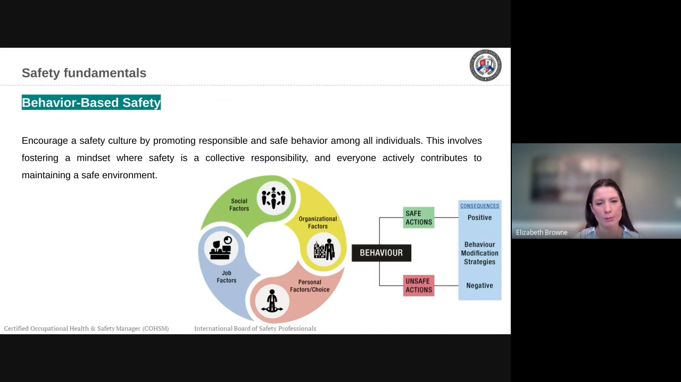Sometimes these can be a natural result of an action. And sometimes it's procedures and policies we have in place that positively reward an employee for demonstrating safe actions. And then in the same way, there are negative consequences, like a discipline program where employees might receive discipline for demonstrating unsafe actions.